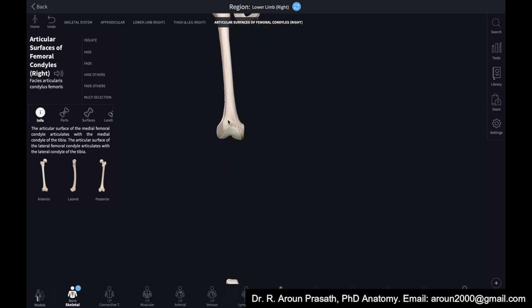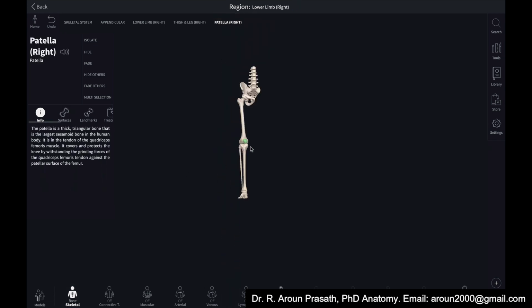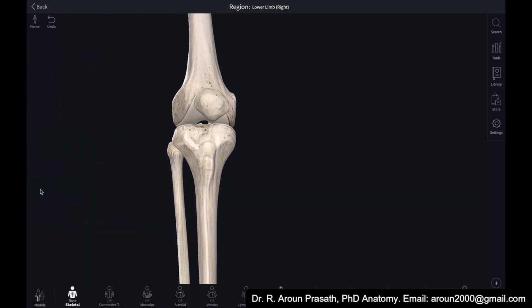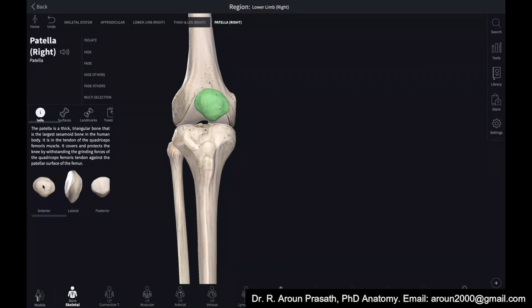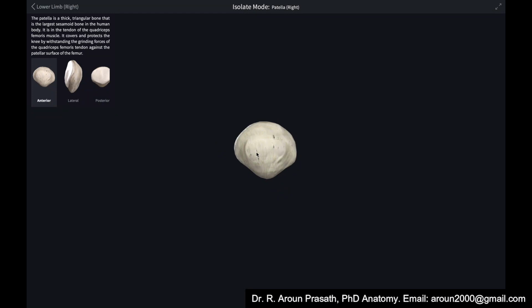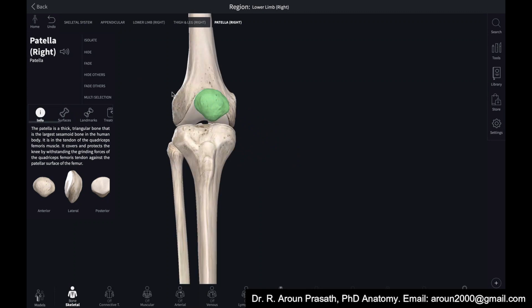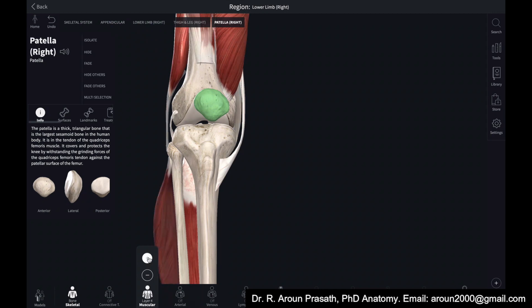Now let's go to the next bone, the patella. This patella is called the kneecap. This is the anterior view and this is the posterior view. You see, the anterior view is rough, whereas the posterior view is covered by hyaline articular cartilage. And you know, the patella is said to be the largest sesamoid bone in the body.